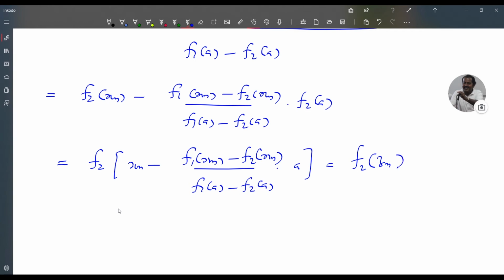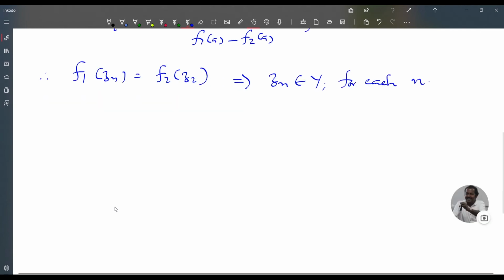So we have started from f1 of Zn. So we have reached f2 of Zn. Therefore, f1 of Zn equal to f2 of Zn. So you know that f1 equal to f2 on y. So this implies Zn belongs to y for each n.